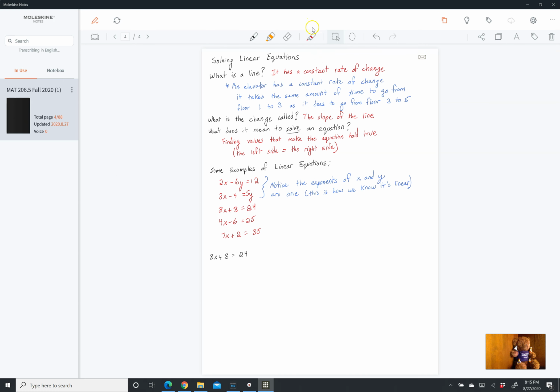But if we're doing that, we have to do it to both sides, because the whole idea is that we never change the equation. The equation always holds true, okay? So you want to get rid of this plus 8 first. In order to do that, we can subtract 8 from both sides. And now it's just the plus 8 and the minus 8. We can cross it out because it's equal to 0. And what we wind up with here is 3x is equal to 16.